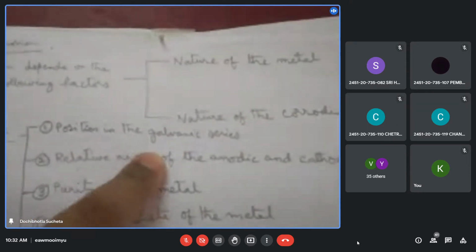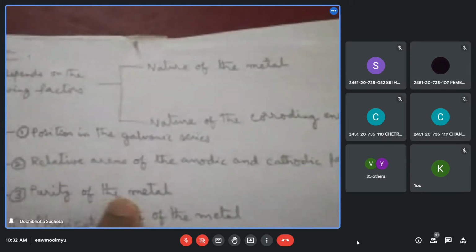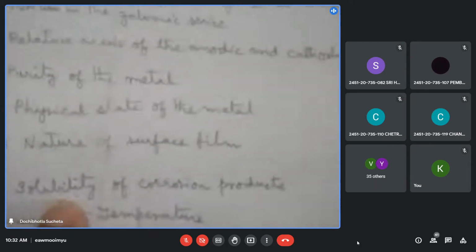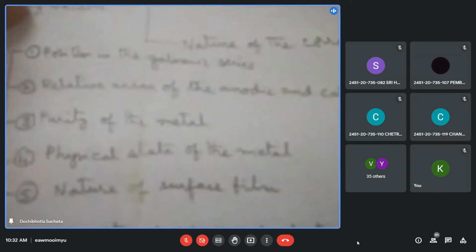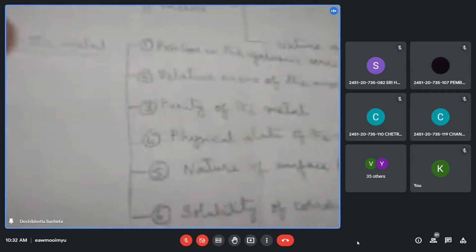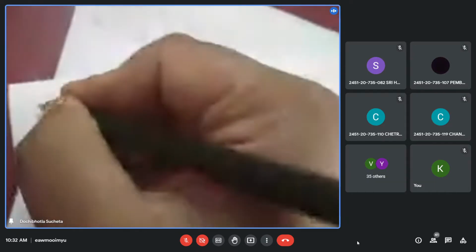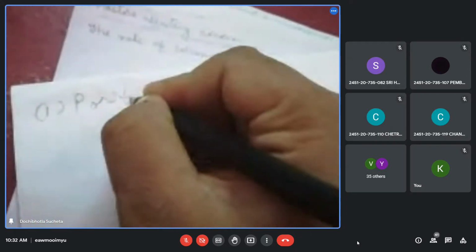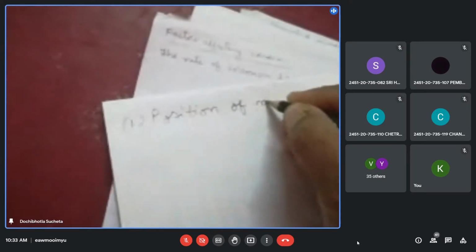In that, position in the galvanic series, relative areas of anodic and cathodic parts, purity of metals, physical state of the metals, nature of the surface film, and solubility of corrosion products are the major points that would be discussed. So the first point is position of metals in galvanic series.